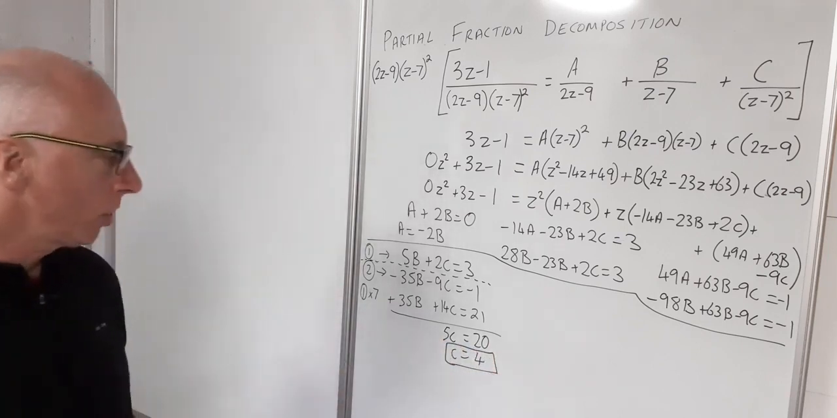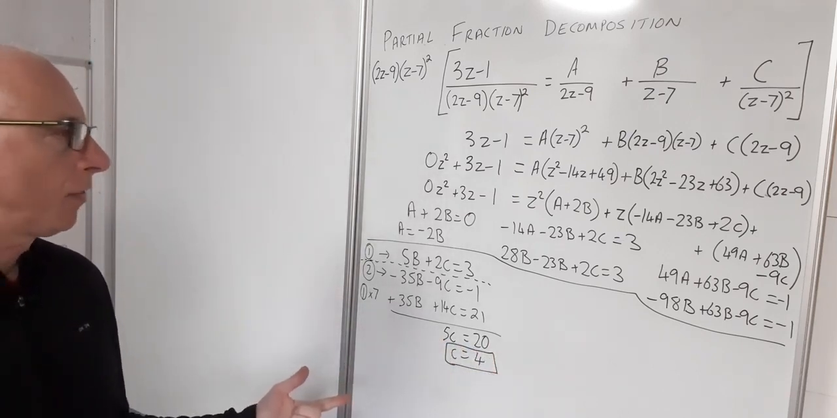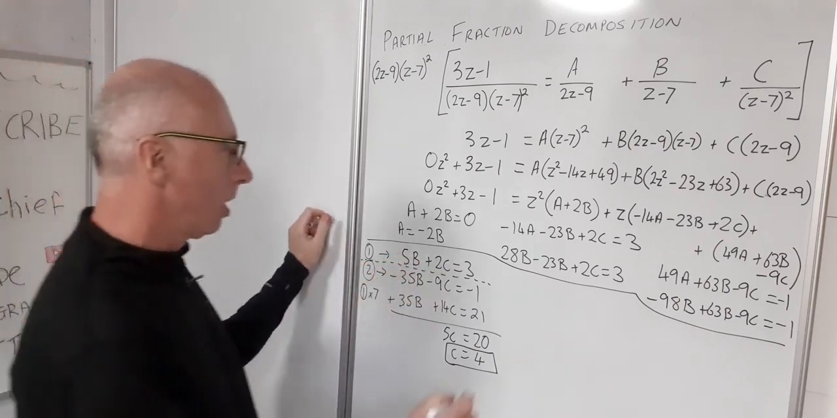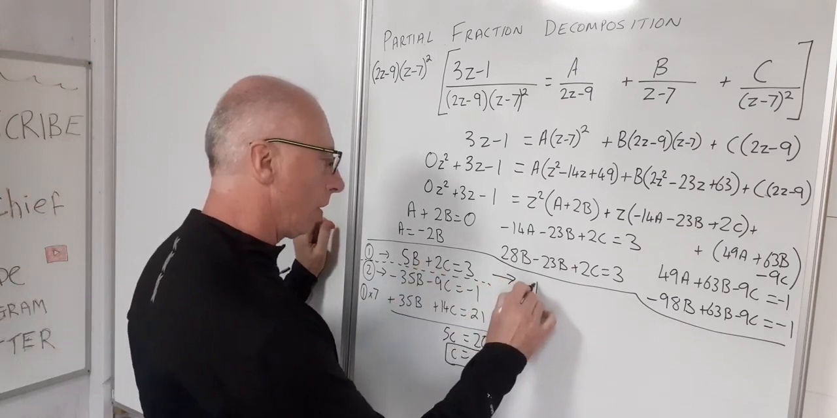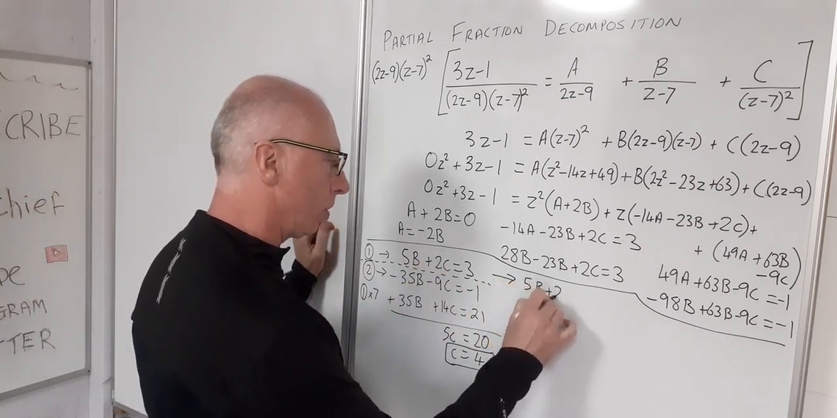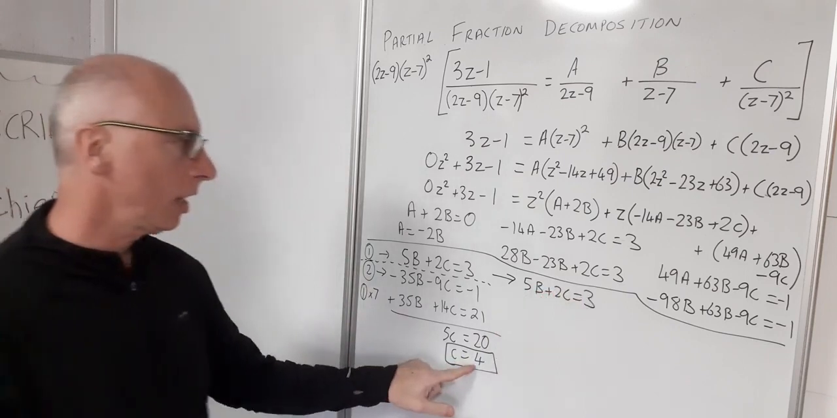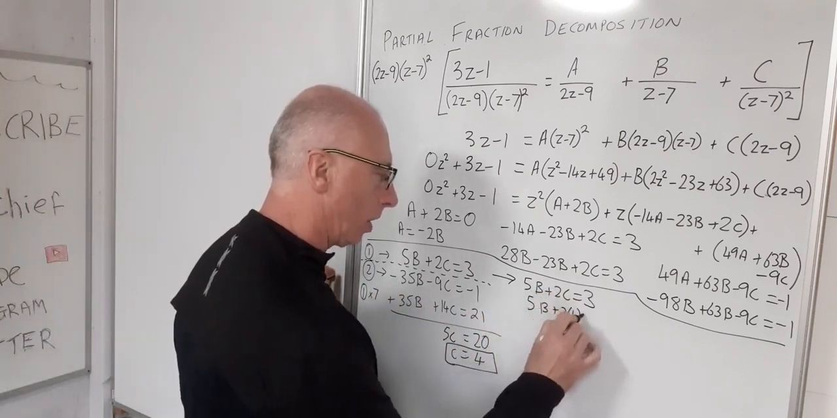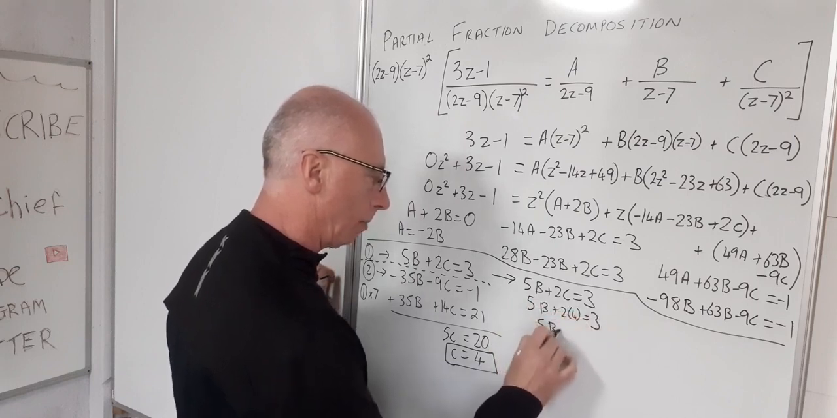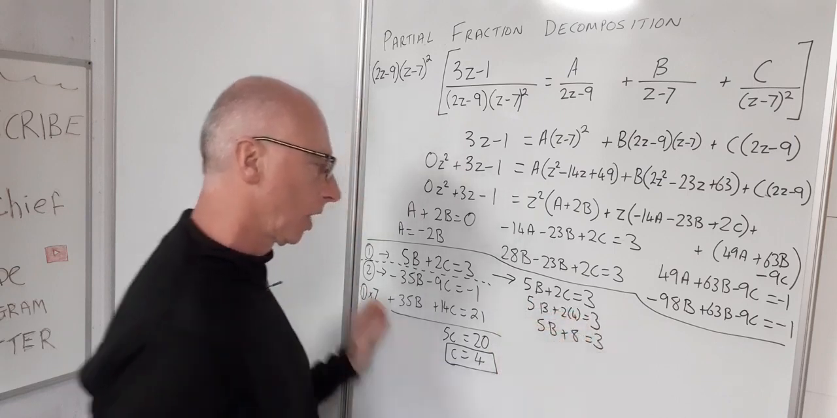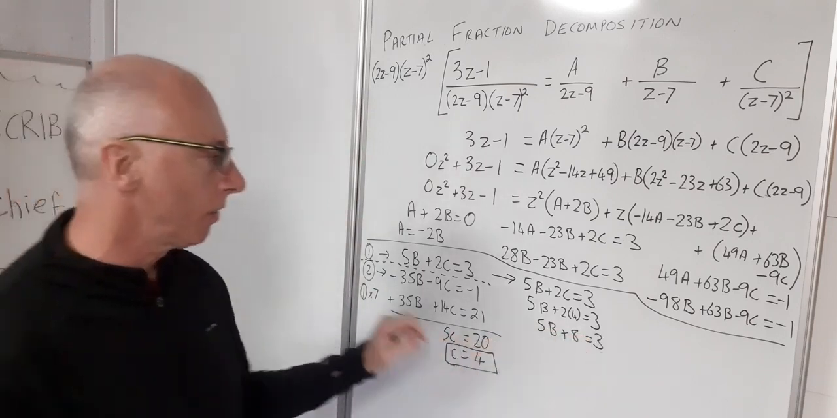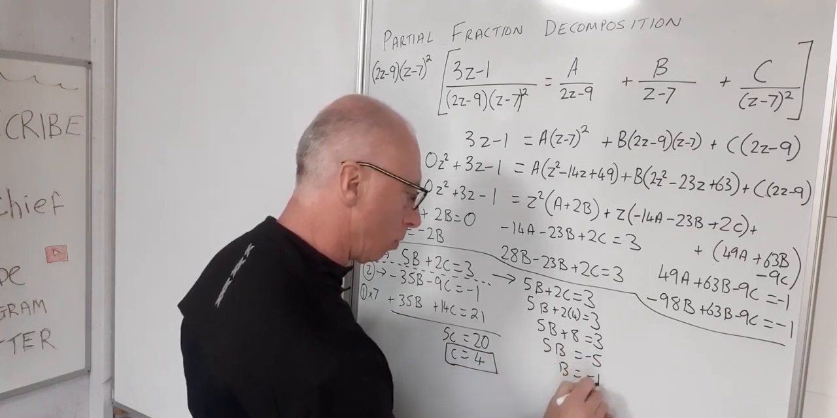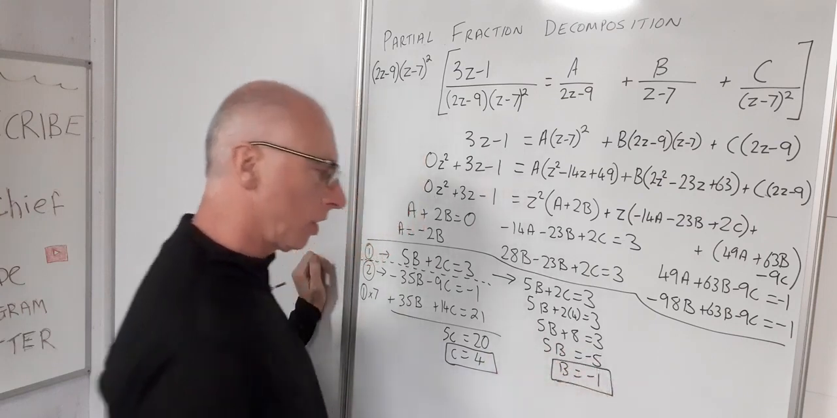So that's my first coefficient. Now as I know c is 4, I can plug that into one of these equations and hopefully get my b. So let's pull this one out. So 5b plus 2c equals 3. c equals 4, so I've got 5b plus 2 times 4 equals 3. 5b plus 8 equals 3. So therefore 5b equals minus 5. So therefore b equals minus 1. So there's another coefficient I've got.